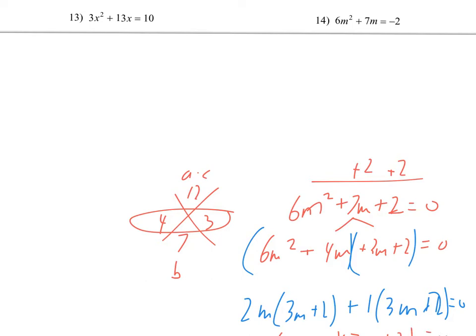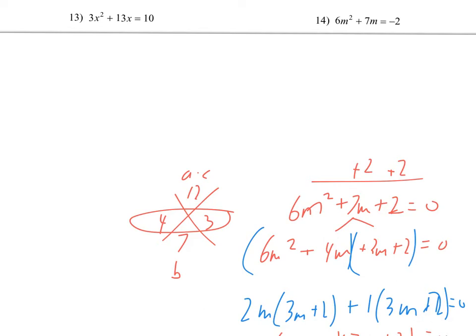And then I'll split that up and set these equal to 0 individually and solve them. So this one I'm going to subtract 1 on both sides, so 2m equals negative 1. And I'll divide by 2, so m equals negative 1/2. This one I'm going to subtract 2 on both sides, so 3m equals negative 2. Divide by 3, and m equals negative 2 over 3.